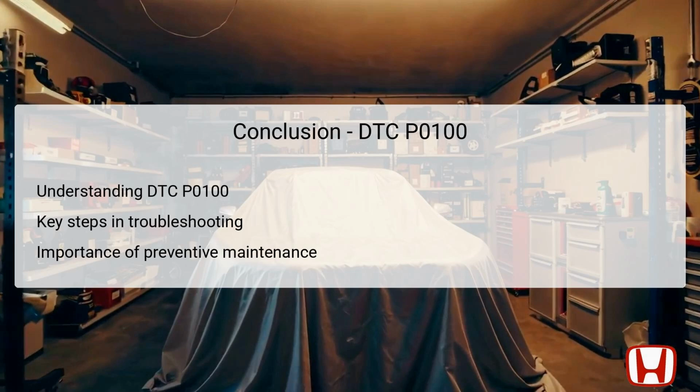Emphasizing the role of the MAF sensor in engine performance highlights the importance of timely repairs and accurate diagnostics. Preventive maintenance measures, such as routine inspections and keeping the wiring system clean and intact, can greatly reduce the chance of recurring DTCs. Through comprehensive understanding and careful adherence to troubleshooting protocols, vehicle owners and technicians can ensure long-term reliability and performance of the Honda Accord's engine system.